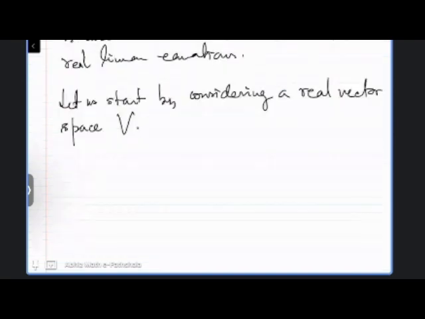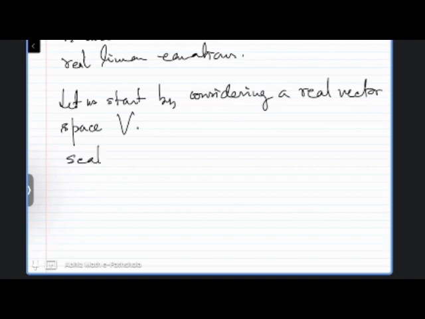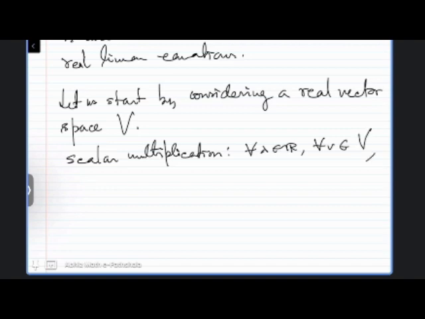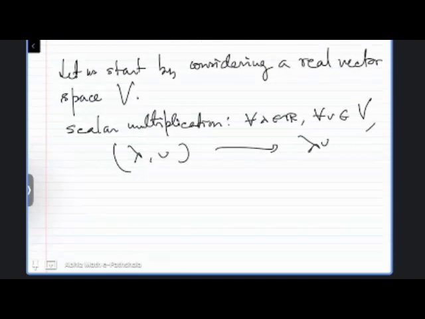So that means here the scalar multiplication has been given by the field of reals. That means for all lambda belonging to R, for all v belonging to capital V, we have lambda comma v giving lambda v. So this is the scalar multiplication that we are using here for a real vector space.